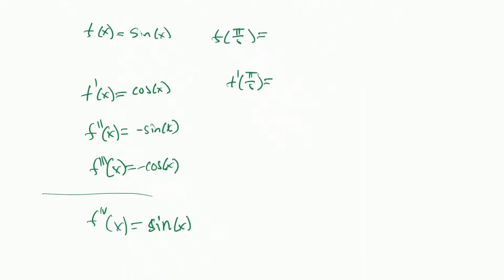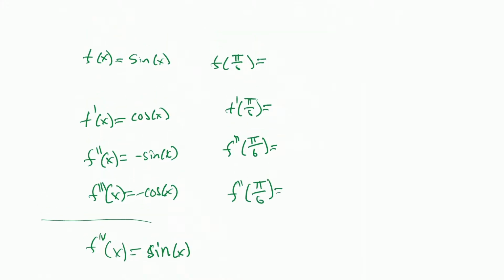But anyway, now we're going to do the second derivative at pi over 6. So this is a great time for you to review your sines and cosines of pi over 6. So 1/2, radical 3 over 2, negative 1/2, negative radical 3 over 2, and then this repeats.